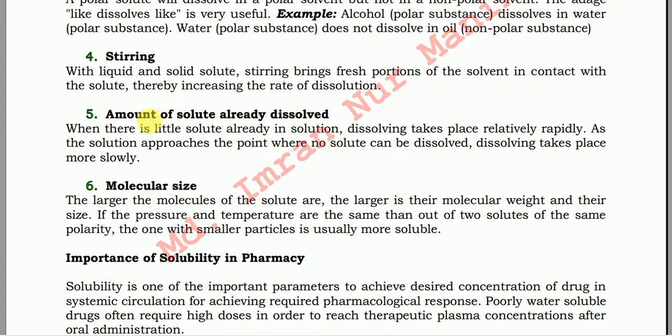This is another important factor, the amount of solvent already dissolved. If the amount of solute already dissolved reaches the saturation point of the solution, then it will not allow you to dissolve any further amount of solute, because you know that there are three types of solution: unsaturated, saturated, and supersaturated. Unsaturated solution means the solvent is not quenched with the amount of solute that it can take.